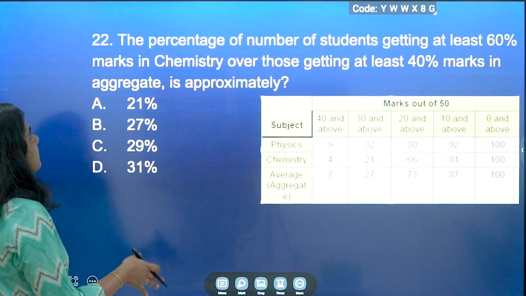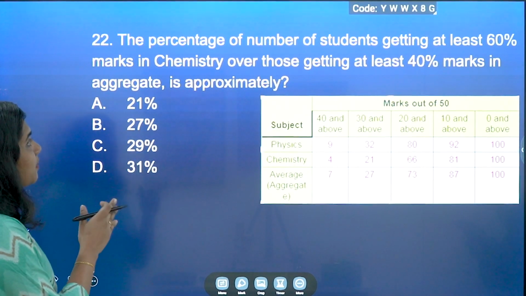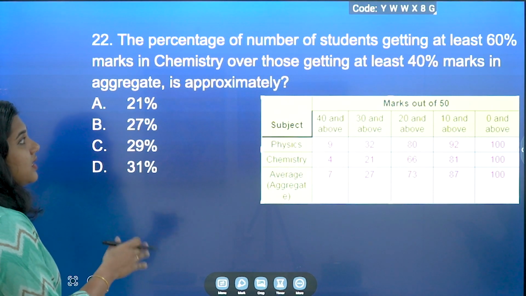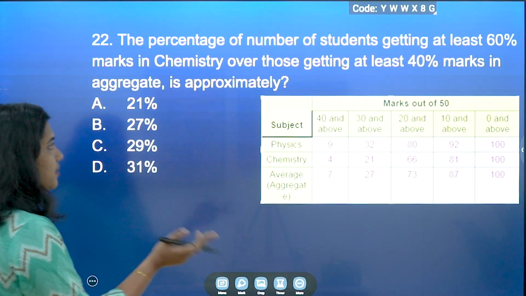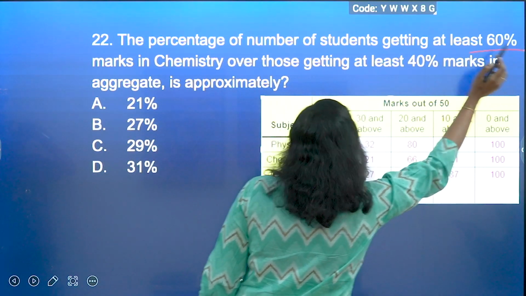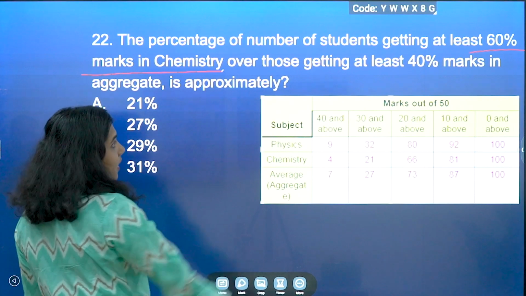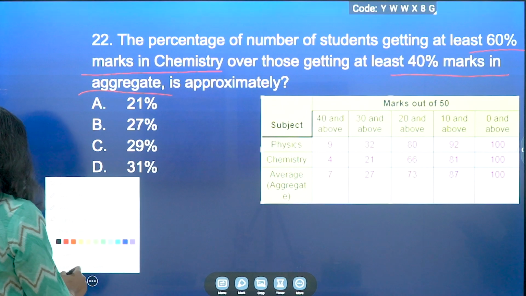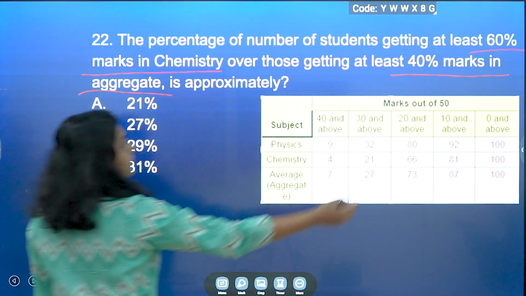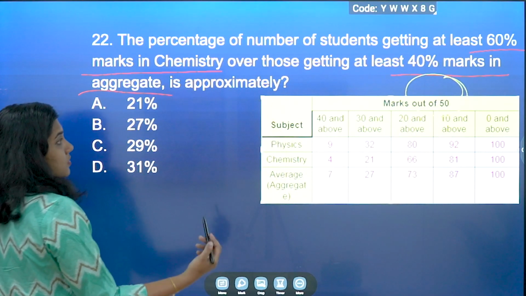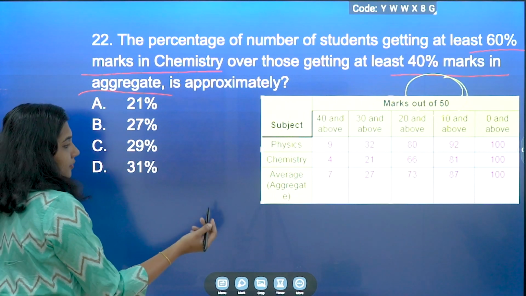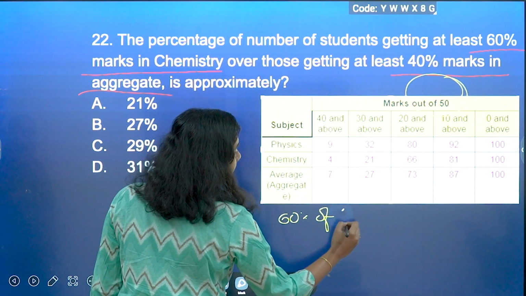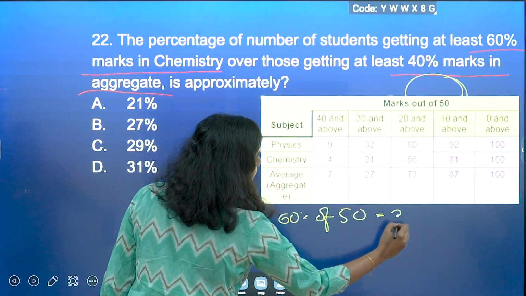Okay. So this is our next question. The percentage of number of students getting at least 60% marks in chemistry over those getting at least 40% marks in aggregate is approximately what? That is the question. Okay. So 60% marks in chemistry and 40% marks in aggregate. So we know that the total marks is 50, right? We have already found out the 60% marks of 50 in the last question, which is 30, right?